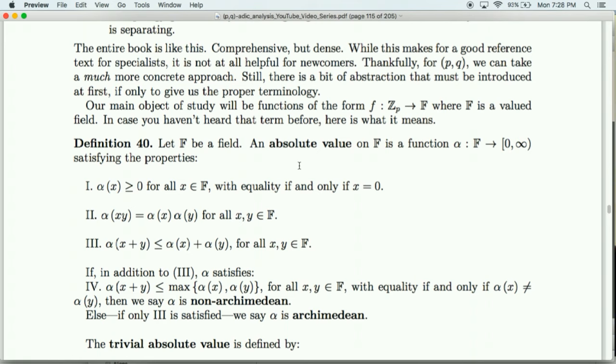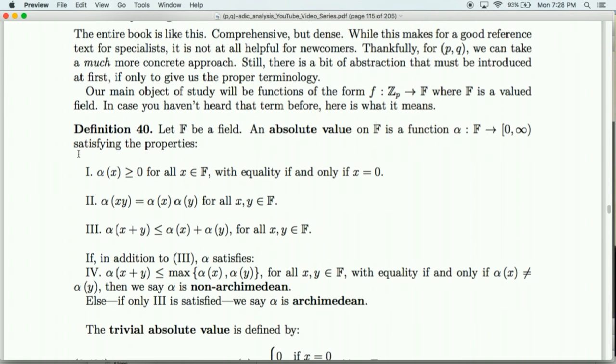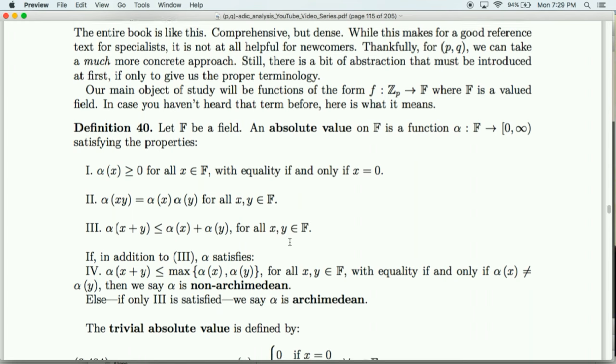An absolute value on F is a non-negative real-valued function alpha on F such that the following properties hold. 1. Alpha is positive definite, meaning it's always non-negative, and it's equal to zero if and only if its input is zero. 2. Alpha is a multiplicative homomorphism, or just multiplicative for short. It turns multiplication in F into multiplication of reals. And 3, it satisfies the triangle inequality.